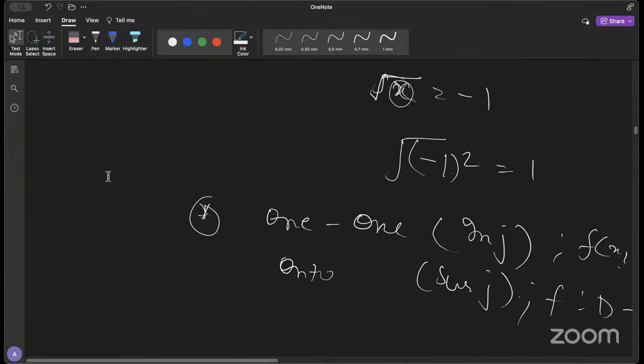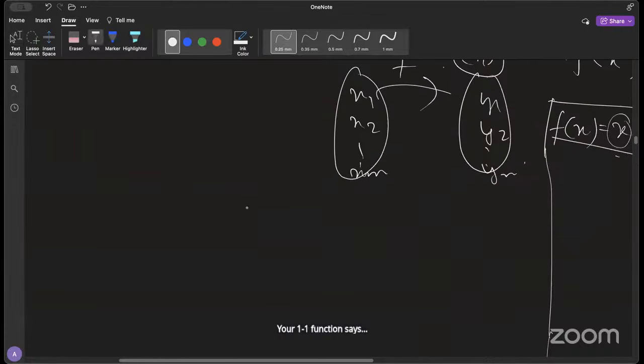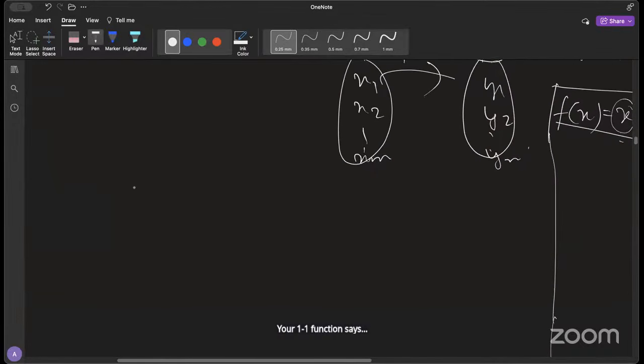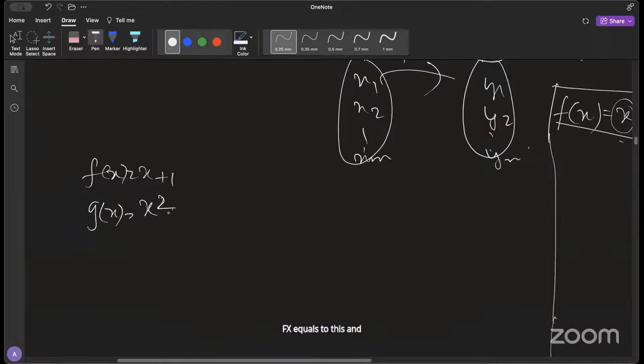We were here. Let's come to the 1-1 and onto part. Your 1-1 function says that if you have two elements... Let's take the simplest example of a function which is not 1-1: let's take the x plus 1 function and the x square function. Let's take two functions: f(x) equals this and g(x) equals this. Now, if these are two functions, let's first discuss f(x).